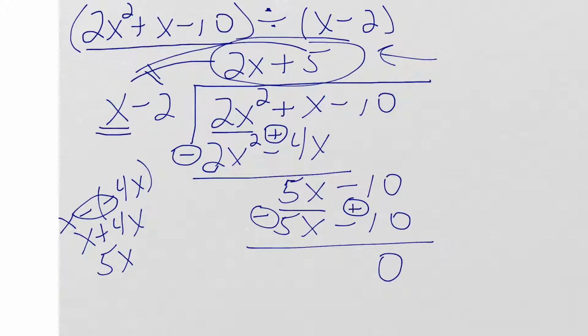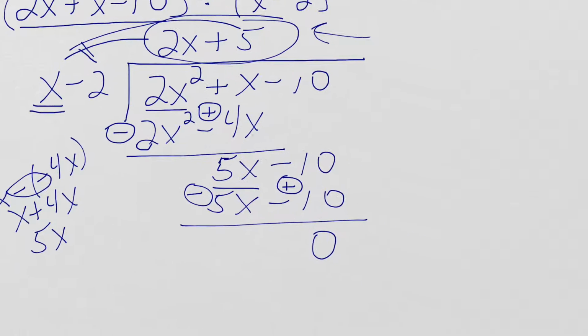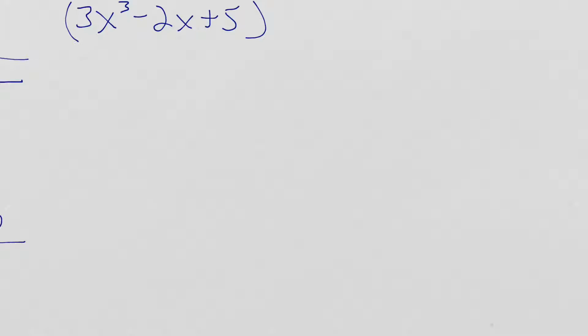Alright, now that one worked out nice because it had a 0 remainder. But what if we had something a little bit different? All right, let's give you another one here. Say, for instance, they wanted you to take 3x cubed minus 2x plus 5, and they wanted you to divide it by x minus 3.